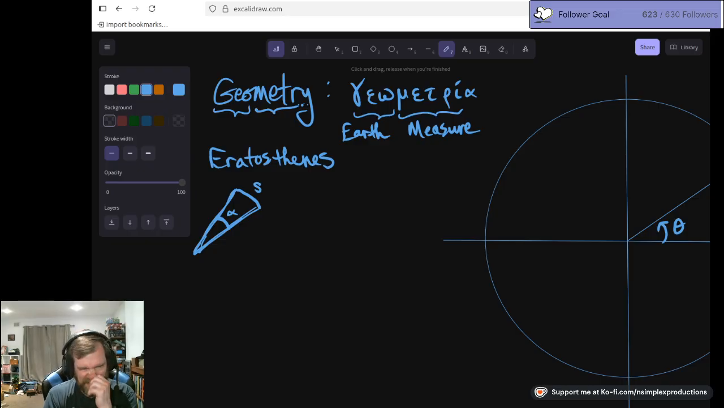So Eratosthenes worked out what alpha was for Earth. He figured out that when the sun is in the sky so that you can see it in the well at Alexandria, and you could see it in the well at Cyrene, he figured it out.